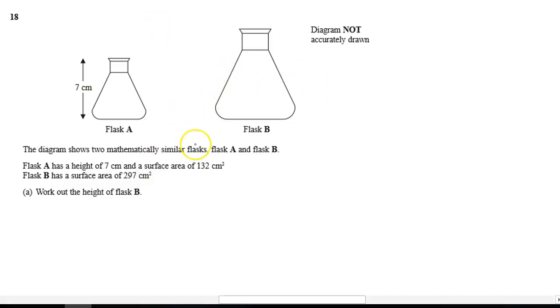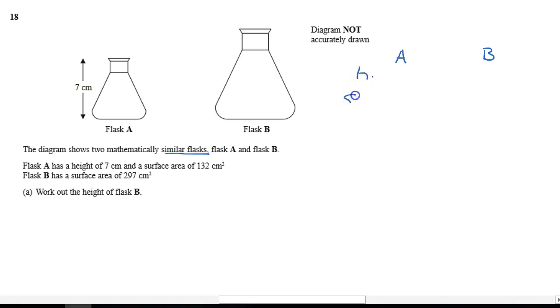Question number 18. The diagram shows two mathematically similar flasks, flask A and flask B. Flask A has a height of 7 cm and a surface area of 132. So let's say this is flask A and flask B.